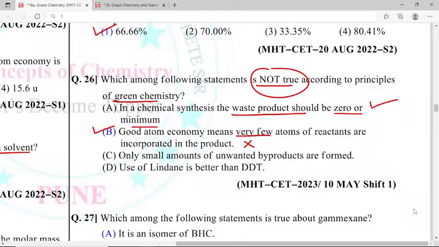Only a small amount of unwanted byproduct is formed. Yes, it is correct. Use of lindane is better than DDT. Lindane stands for BHC. So use of BHC is better than DDT. Yes, it is correct.